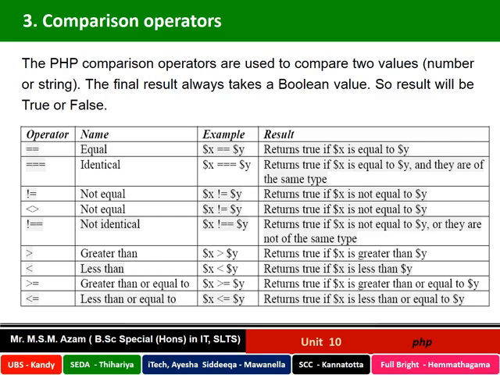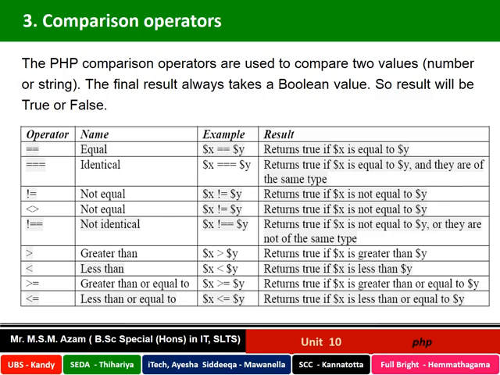equal equal equal, 3 times equal. This operator is called the identical operator. See the example, $x === $y. It returns true if the value of x is equal to the value of y and they are of the same data type. Third one, exclamation mark equal sign.